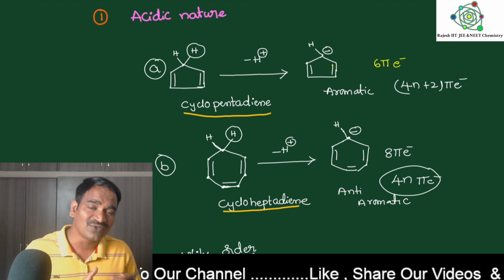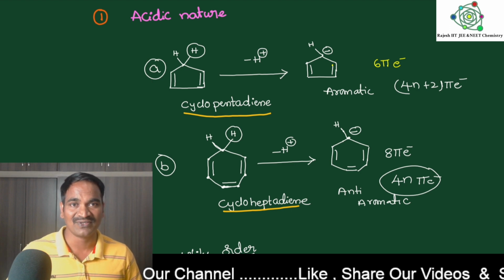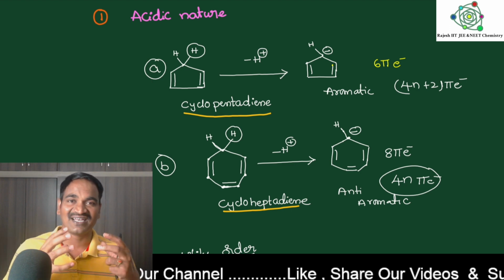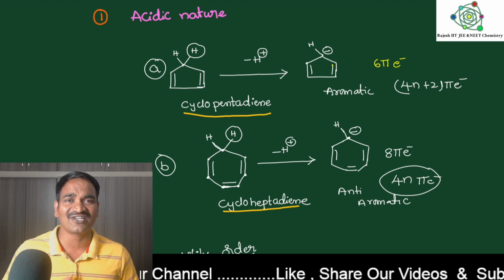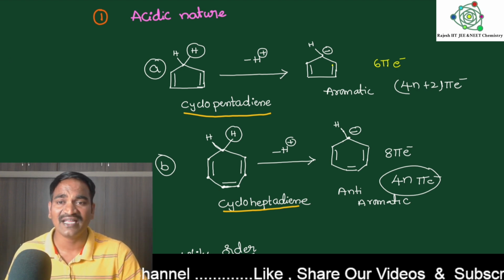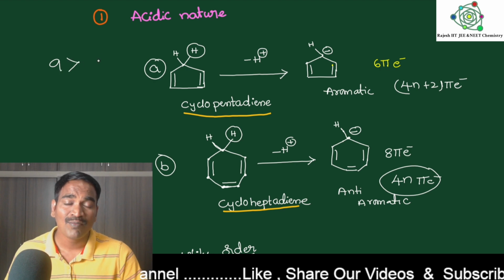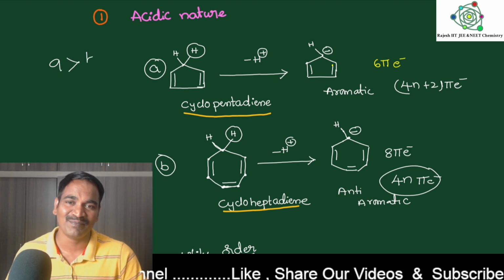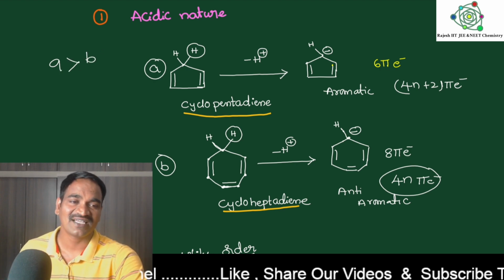Whereas coming to the anti-aromatic compound, anti-aromatic compound is less stable. So that's why it is not interested to give H+ quickly. So you can say confidently A is more acidic than B. Sir, okay sir, we got it.